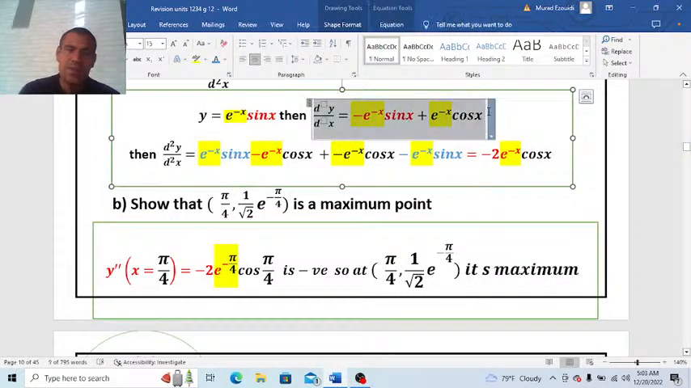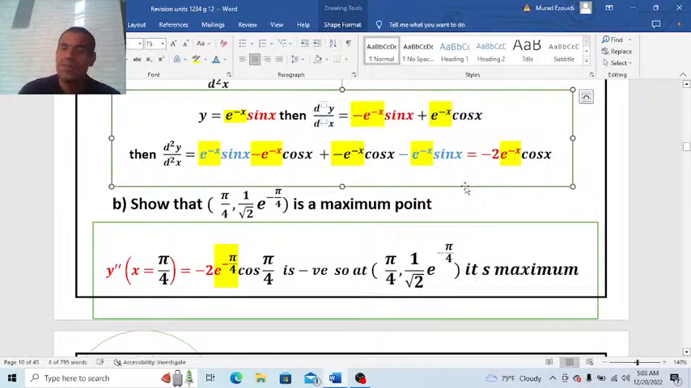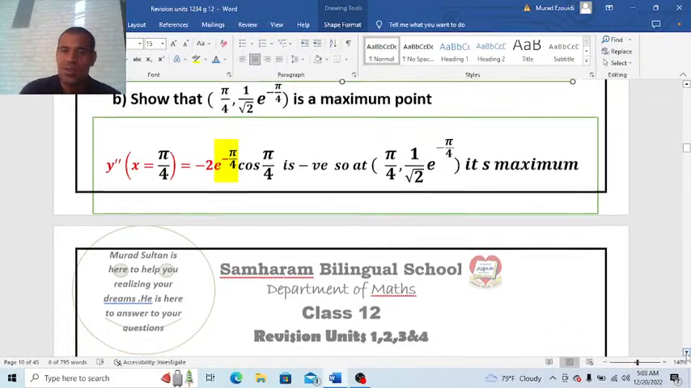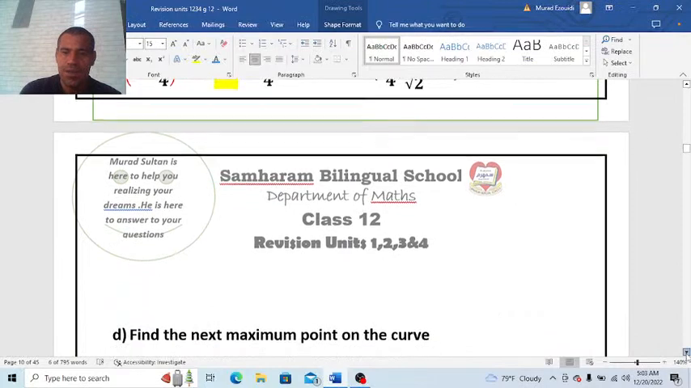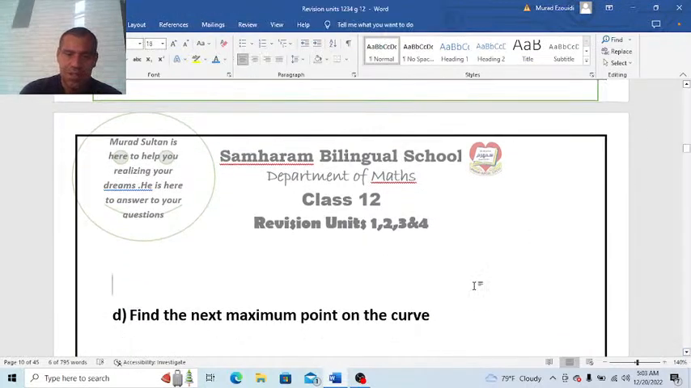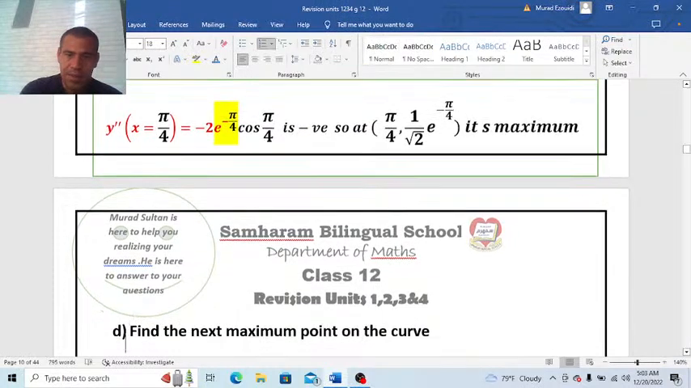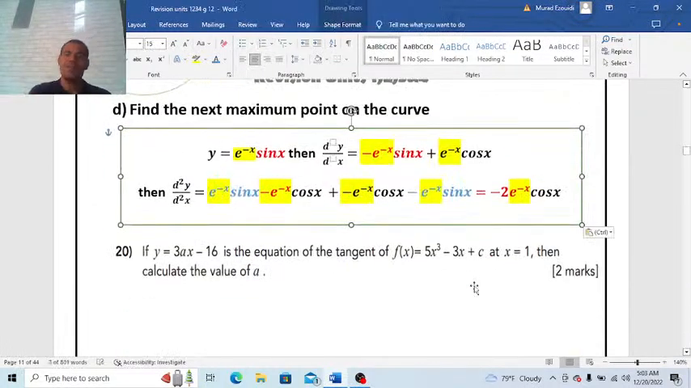Or I will take this as it is. So learners, now I will try to find the second point. Be careful with this kind of question. So for the stationary point, we found the first maximum point. I will try to find if we have another.